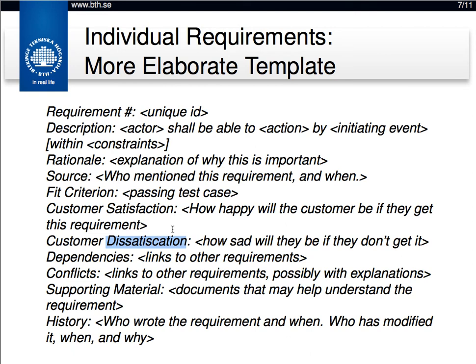Dissatisfaction, spelt like an idiot here, but anyway, dissatisfaction is how happy the customer is if they don't get it. So if I say, for example, the panic button in a nuclear power plant, the customer might not be very happy if they get it. On the other hand, if it's not there, they're going to be really sad.